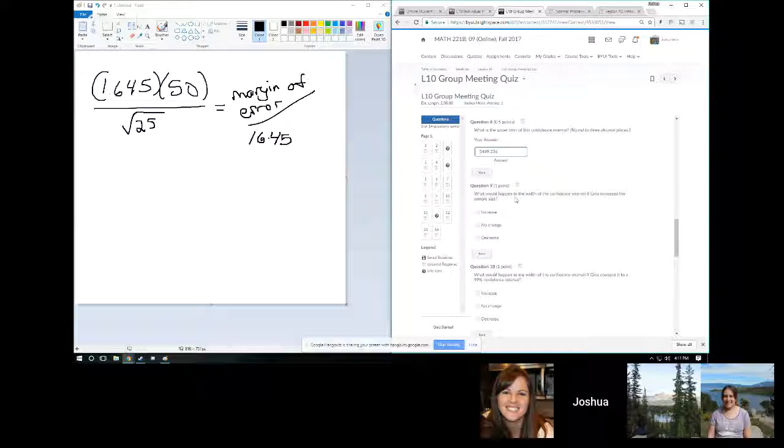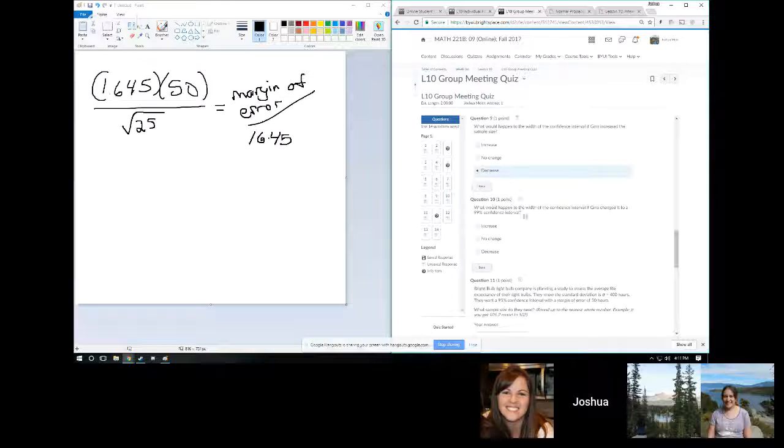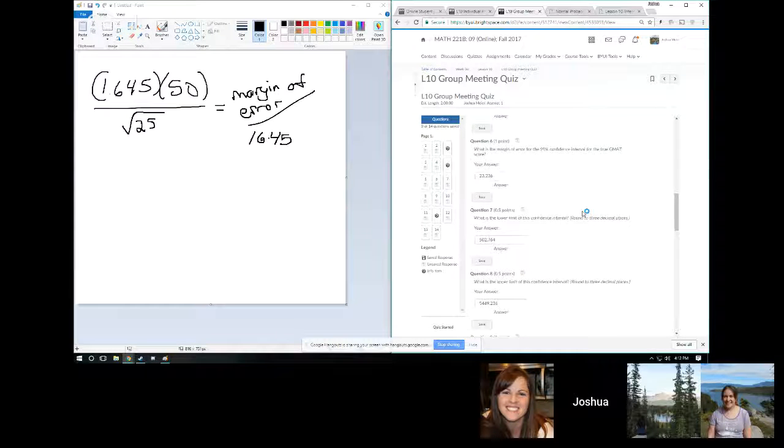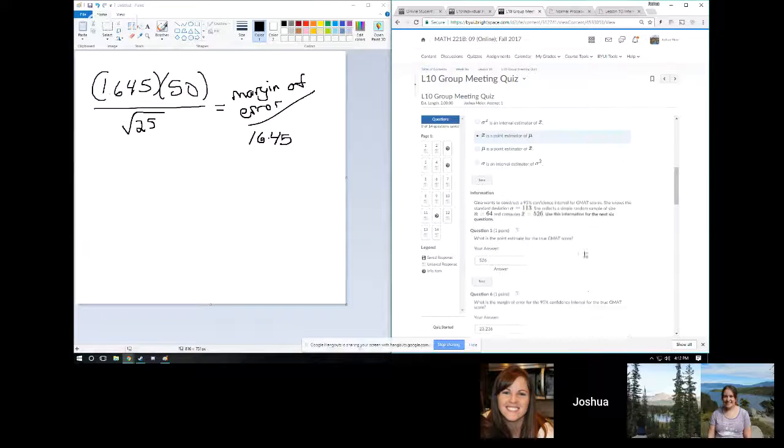So we're number 5, right? What is the point estimate for the true GMAT score? 526. Yes. Okay.